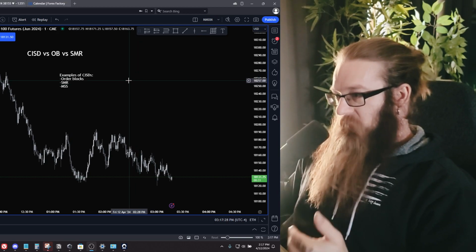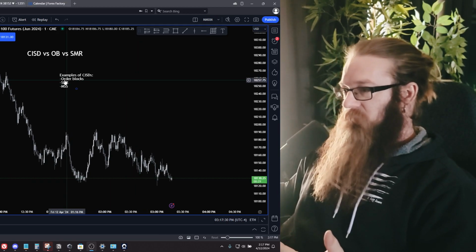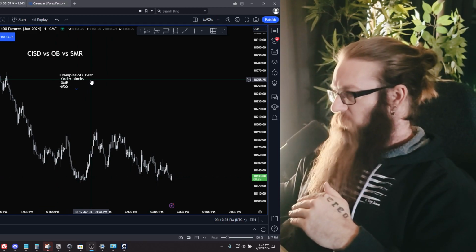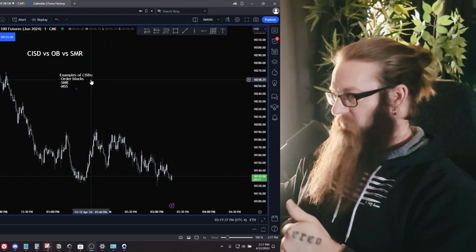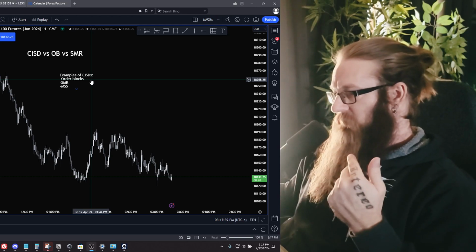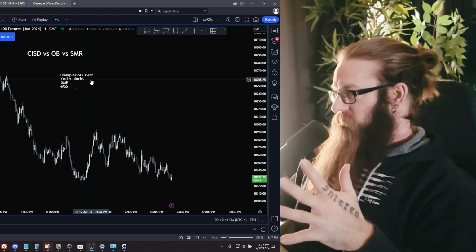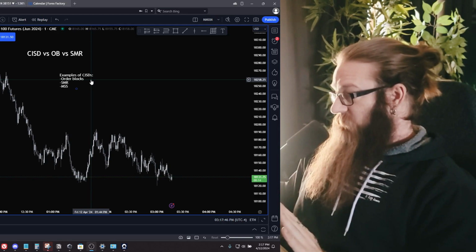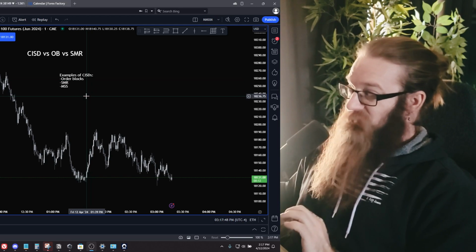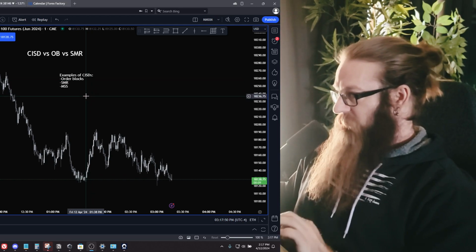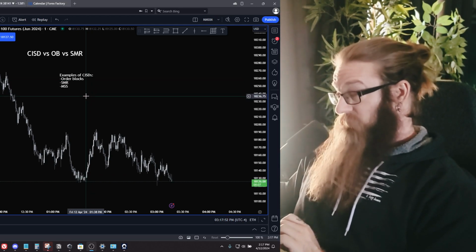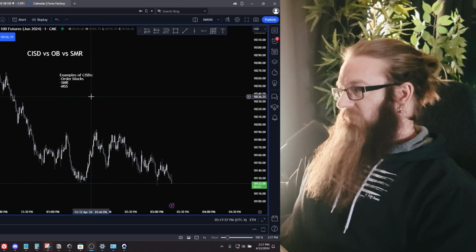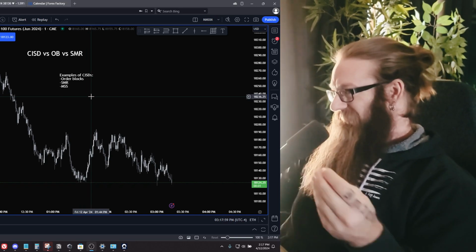Some examples of those things are order blocks and all of the sub order blocks that fall under that category: propulsion blocks, breaker blocks, mitigation blocks, rejection blocks, etc. So order blocks are changes in states of delivery. A smart money reversal is a change in the state of delivery, and a market structure shift is a change in the state of delivery. There isn't a change in state of delivery PD array.